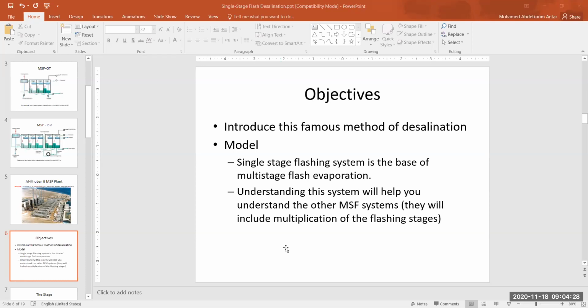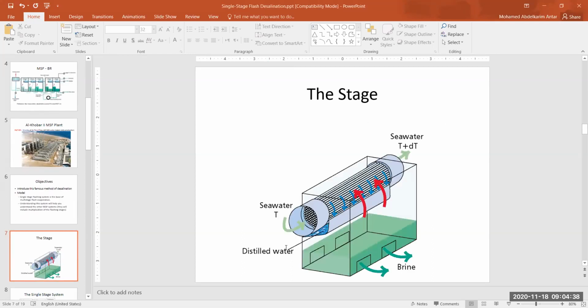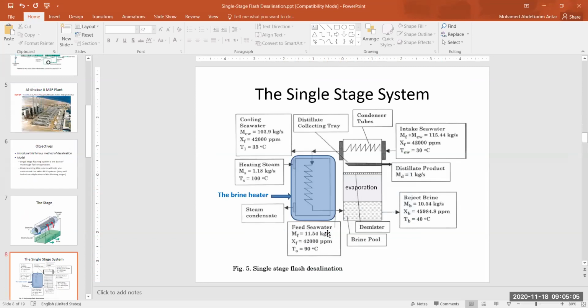Now let's look into the single stage desalination system and look at the performance measures, or how we are looking at the performance of these systems. This is a stage. In the stage, there is seawater coming inside the tubes. There is a brine pool at the bottom, and the brine pool basically is having the brine coming in from a higher pressure area. Flashing will occur, the vapor will go up, the vapor will condense on the outside surface of the tubes, and it will be collected here in the distillate tray. So this is a sample of one stage.